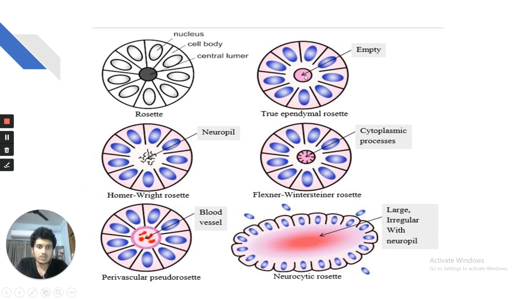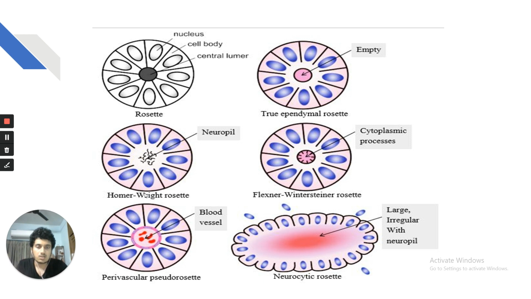When the central lumen is empty, it is known as a true rosette, and the true ependymal rosette is seen in ependymoma. This is a Homer Wright rosette, my dear friends, where there are neutrophils in the center of the Homer Wright rosette. So, cytoplasmic processes are forming the center of the rosette in the Flexner-Wintersteiner rosette. R rosette ends with R, so it is seen in retinoblastoma. Homer Wright rosette is seen in PNETs, that is medulloblastoma and neuroblastoma.